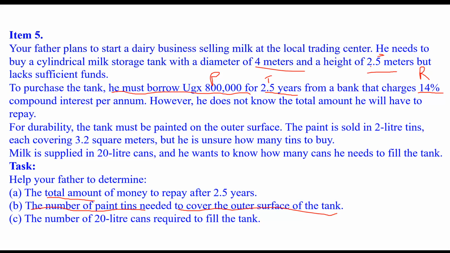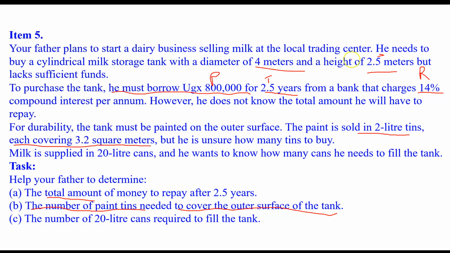Then after getting its surface area, we shall come back here where they are saying for durability, the tank must be painted on the outer surface. So the paint is sold in 2-liter tins, each tin covers 3.2 square meters.